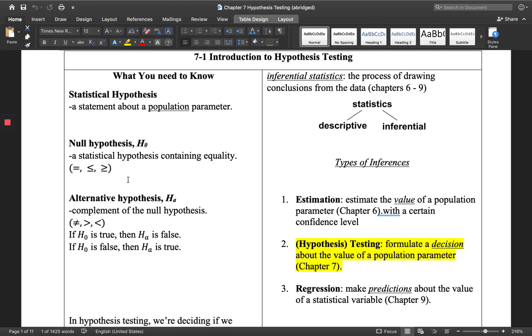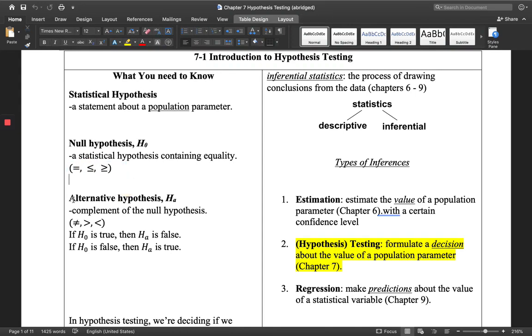Now there are 2 types of hypotheses, H0 and HA. H0, we call it H naught because, I don't know, in math we say "naught" sometimes like that. And we call this the null hypothesis. Null is another word for 0, I guess, right? So the null hypothesis is the part of the hypothesis that includes equality. So we're making a statement about the parameter. It could be where mu is equal to something, mu is less than or equal to something, or mu is greater than or equal to something.